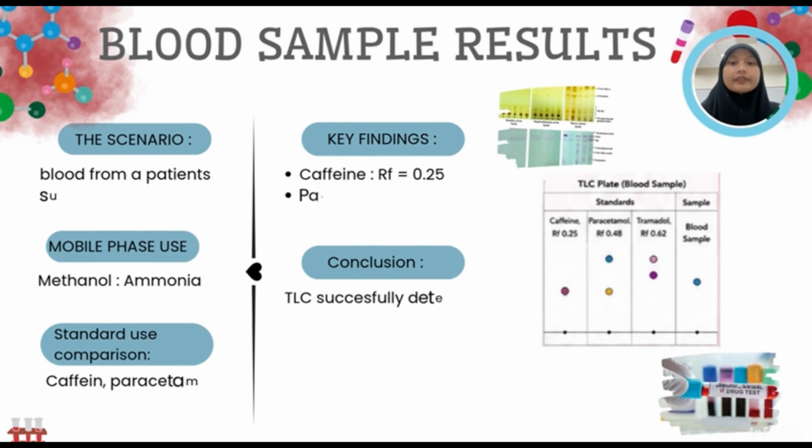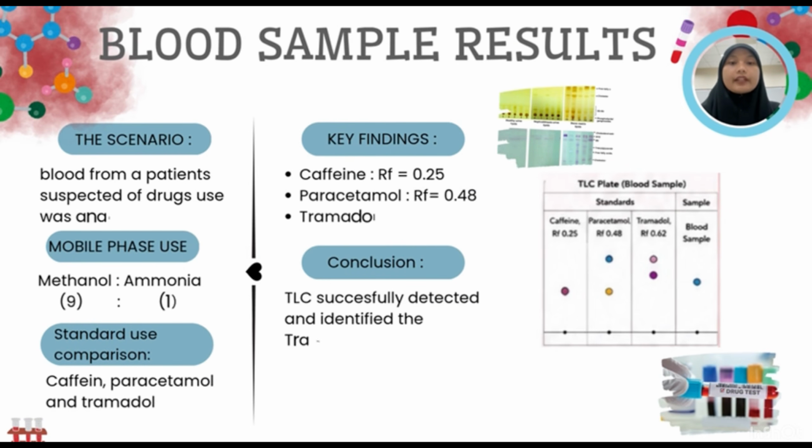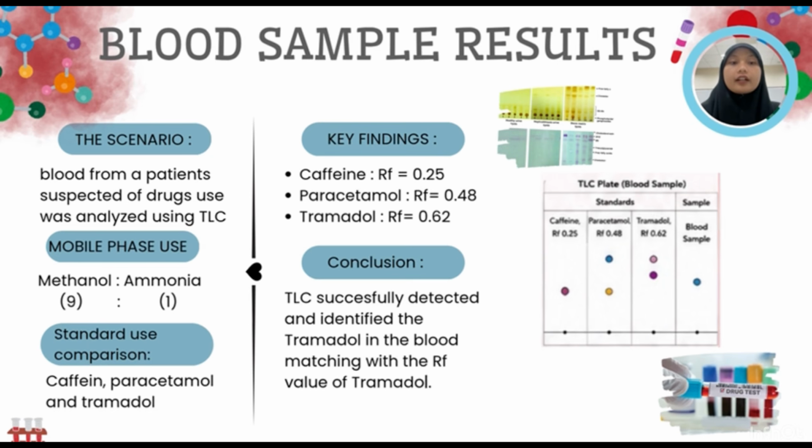Finally, we applied the same technique to a blood sample from a patient suspected of drug use, utilizing a 9:1 methanol to ammonia mobile phase. For this screening, we compare the sample against three distinct standards: caffeine, RF 0.25, paracetamol, RF 0.48, and tramadol, RF 0.62. Looking at the final lane, the spot from the blood sample perfectly matches the migration height of tramadol at RF of 0.62. This confirms the successful detection and identification of tramadol in the patient.